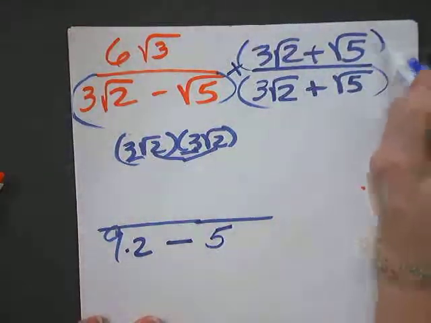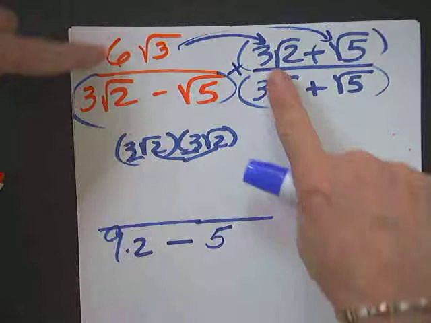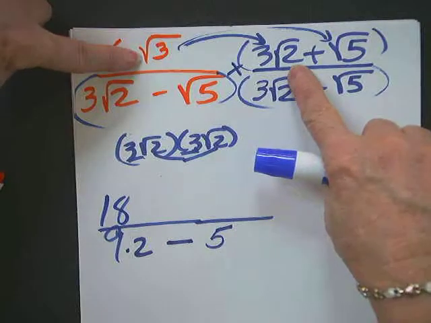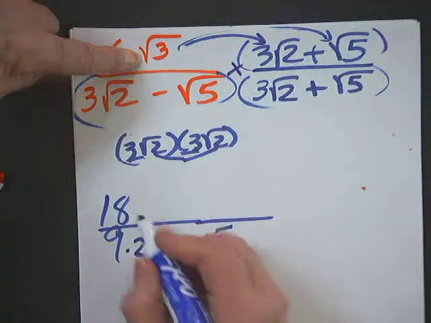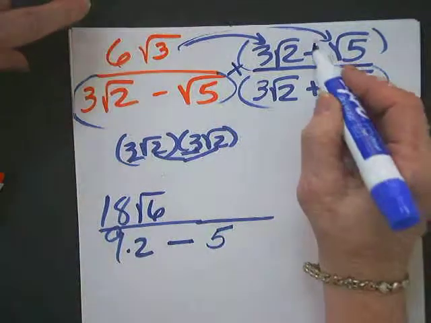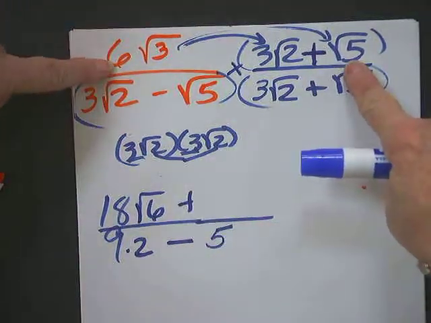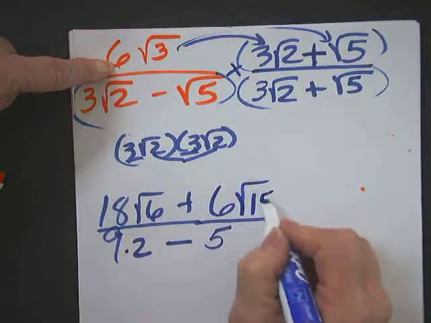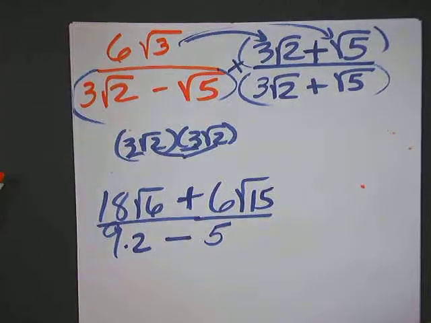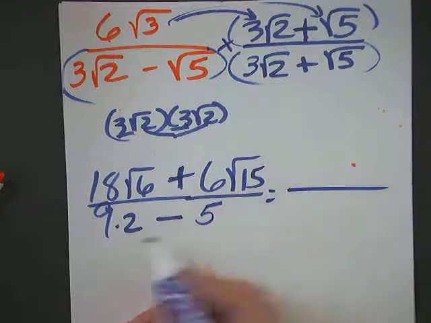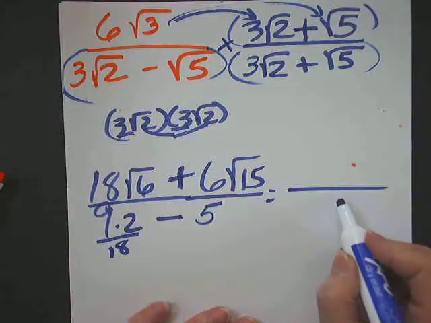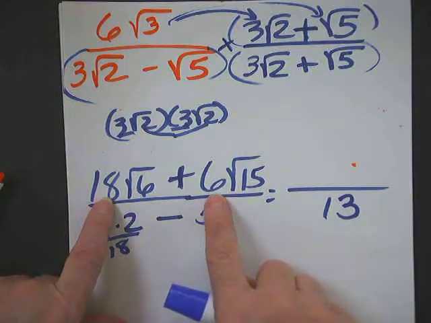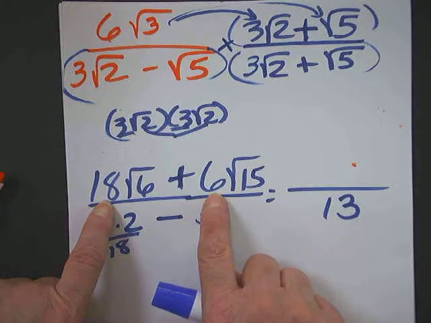The bottom is a difference of squares. If you square this, what is 3 square root of 2 times 3 square root of 2? 9. Square root of 2 times square root of 2 is 2. So it's 9 times 2, right? And then that was just the first one squared, minus the second one squared, 5. Okay. All right. And now we have distributing.